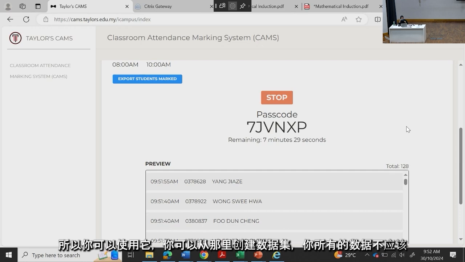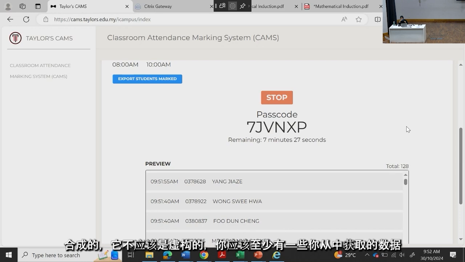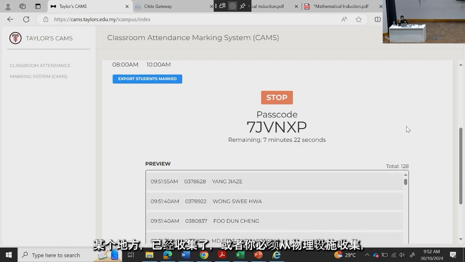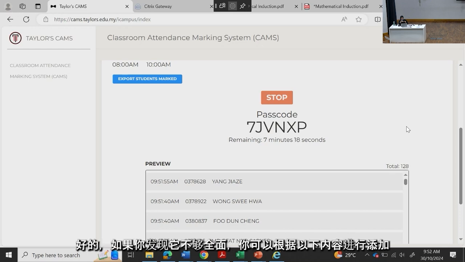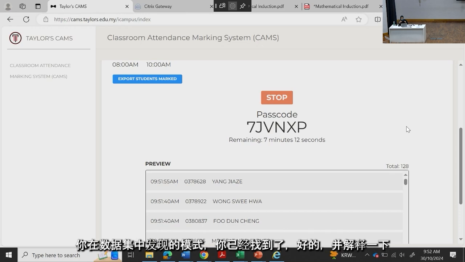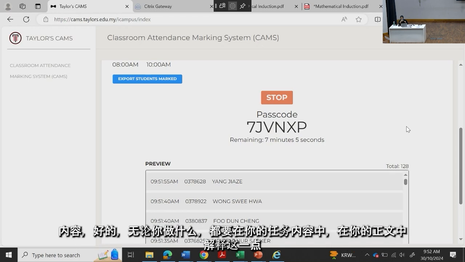All of your data should not be synthetic. It should not be imaginary. You should have at least some data that you have taken from somewhere that has been collected, or you collected from the physical facilities. And if you find it to be less comprehensive, you can add to it based on the patterns you find in the dataset that you have already found. Whatever you do, explain that in the content of your task, in the body of your work.